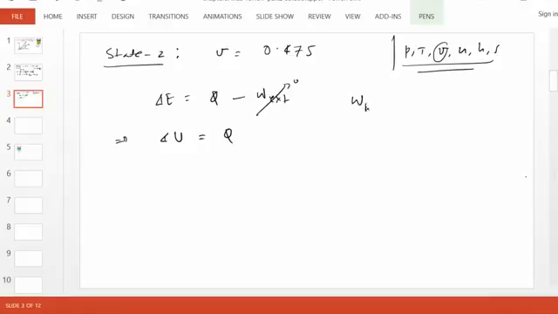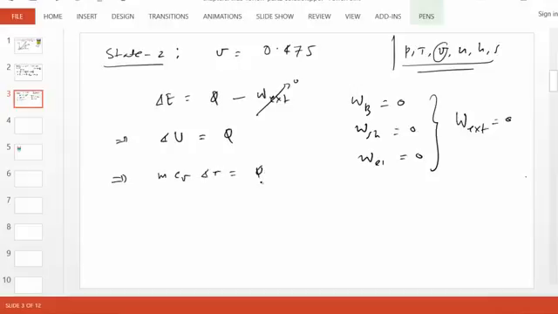So W_B equals 0, W_shaft equals 0, W_electricity equals 0. Therefore, W_external equals 0. And the Q is supplied, so what is the formula for m delta U? m C_v delta T equals Q.